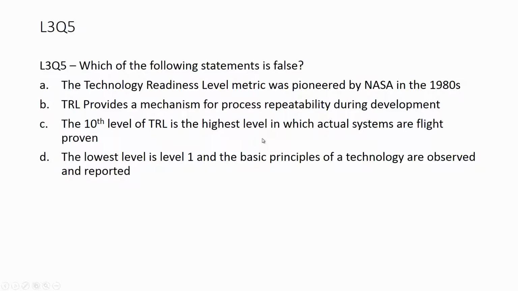All right, so I think this is one way just to get started. Which of the following statements is false? A, the TRL metric was pioneered by NASA in the 80s. B, TRL provides a mechanism for process reliability during development. C, the 10th level of TRL is the highest level, in which actual systems are flight proven. D, the lowest level is level 1, where the basic principles of technology are observed and reported. The answer is C. There are only 9 levels typically on a TRL scale.